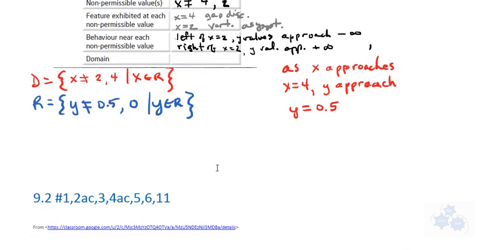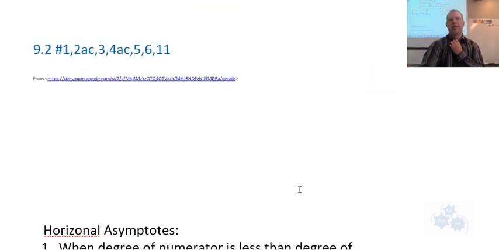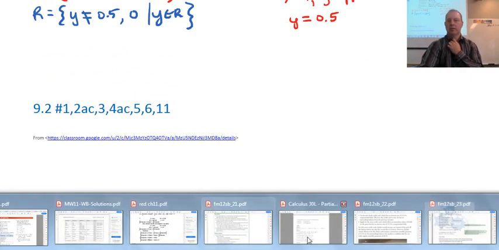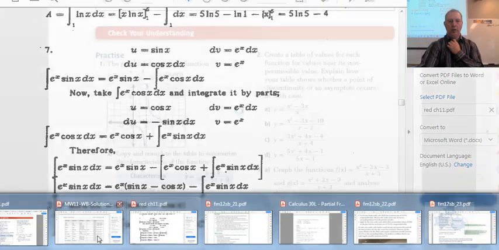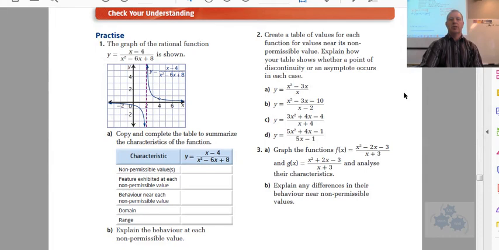So here's your assignment. 1, 2 AC, 3, 4 AC, 5, 6, and 11. That's your assignment for today. And I'll show you that textbook here in case you get home and you don't have your textbook with you for some reason. There's one that we did. There's 2, 3. It's mainly for you watching the video, not for you here now, because you have your textbook now.